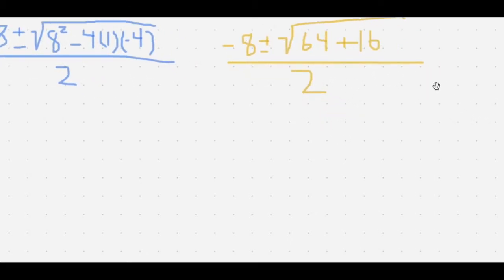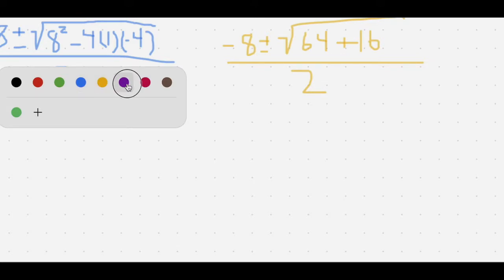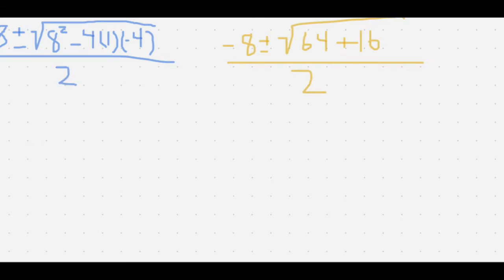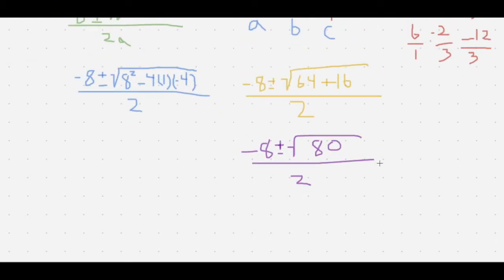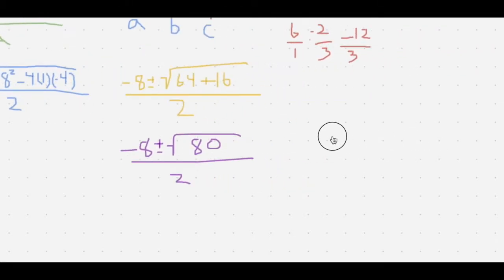So once we've condensed that, we'll go down to the next one, and we will say negative 8 plus or minus the square root of 80 over 2, which can then be reduced.